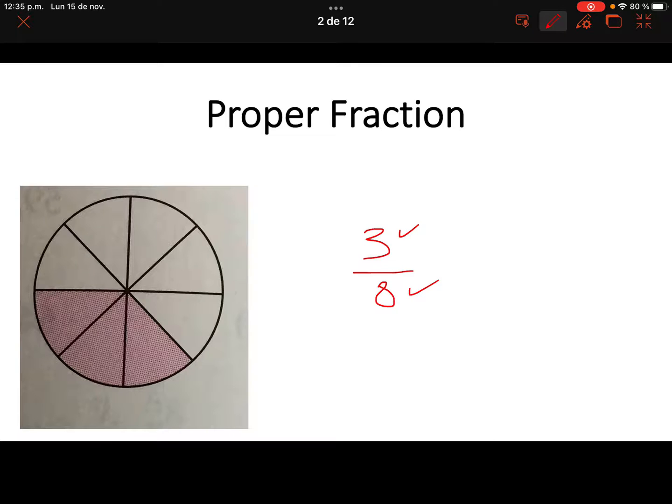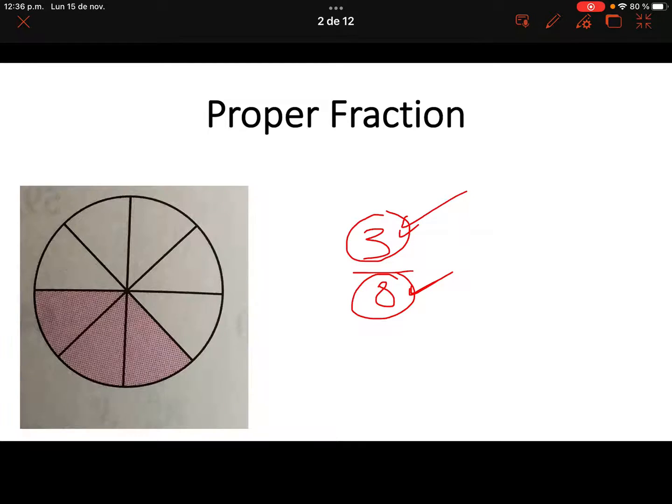Then in numbers also we can notice that the number at the top is less than the number at the bottom. That's a proper fraction. Remember guys, the number at the top, in this example 3, is the numerator, and the number at the bottom, in this case 8, is the denominator. In a proper fraction, the numerator is less than the denominator.